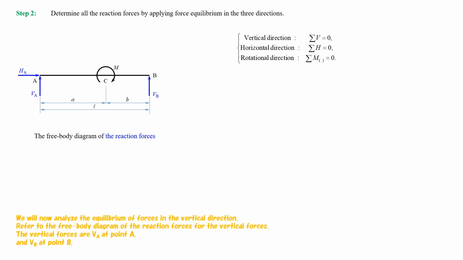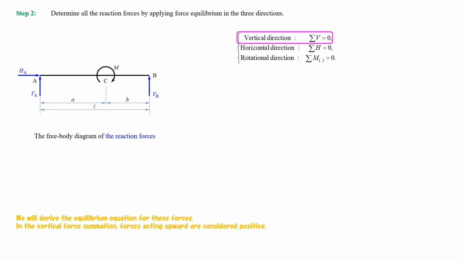We will now analyze the equilibrium of forces in the vertical direction. Refer to the free body diagram of the reaction forces for the vertical forces. The vertical forces are VA at point A and VB at point B. We will derive the equilibrium equation for these forces.